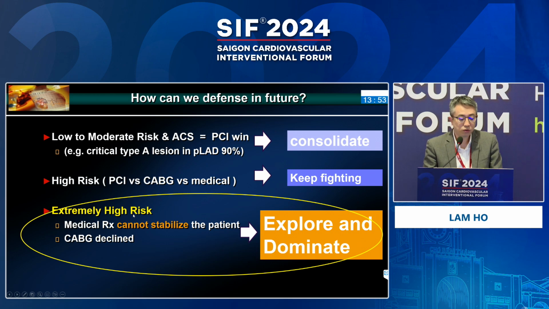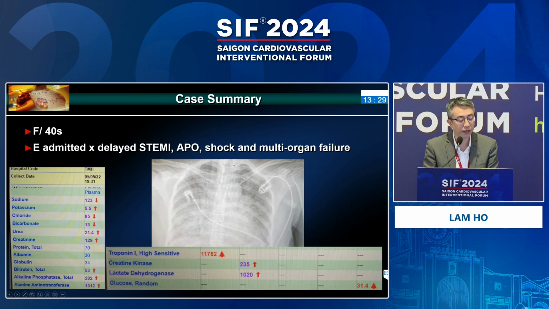And we should also explore and dominate in those extremely high-risk cases, which cannot be treated by medical treatment, and surgeons will never touch. For those cases, we never have evidence. Most of those cases were done by logical deduction or logical thinking. And hemodynamics is very important in those cases. I will try to use one case to illustrate this concept.